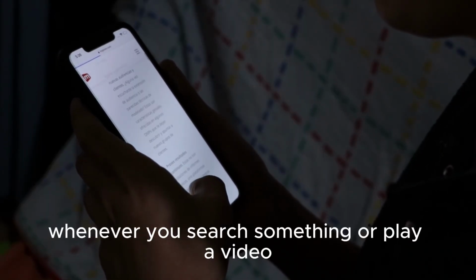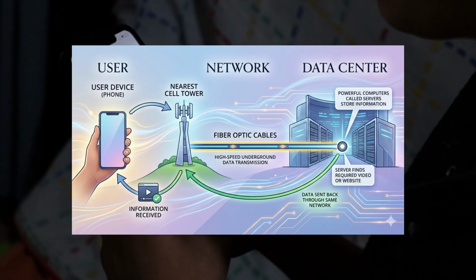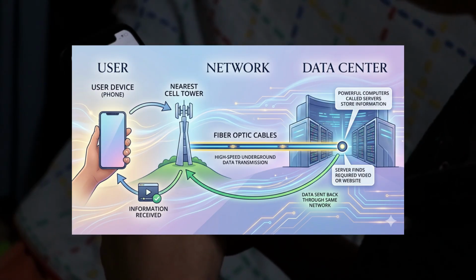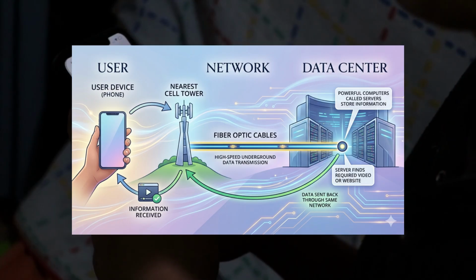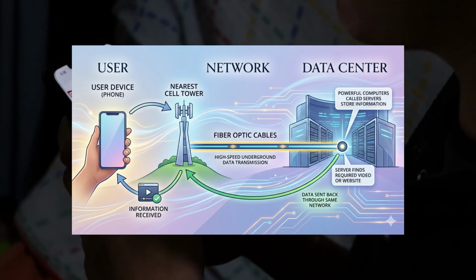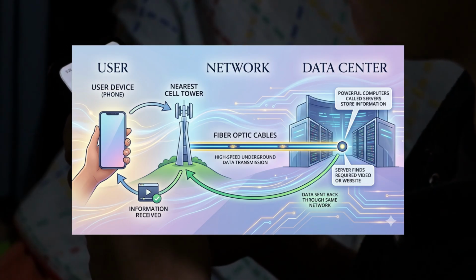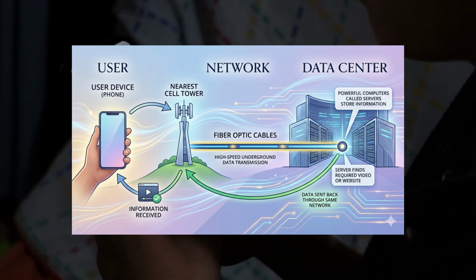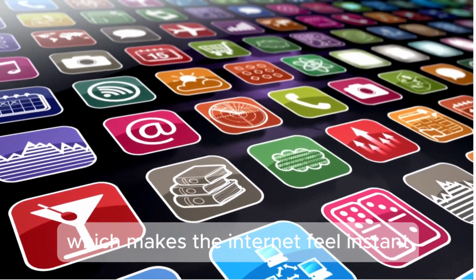Whenever you search something or play a video, your request goes from your phone to the nearest tower, then through fiber optic cables to a data center where powerful computers called servers store information. The server finds the required video or website and sends the data back through the same network, and this entire process happens in milliseconds, which makes the internet feel instant.